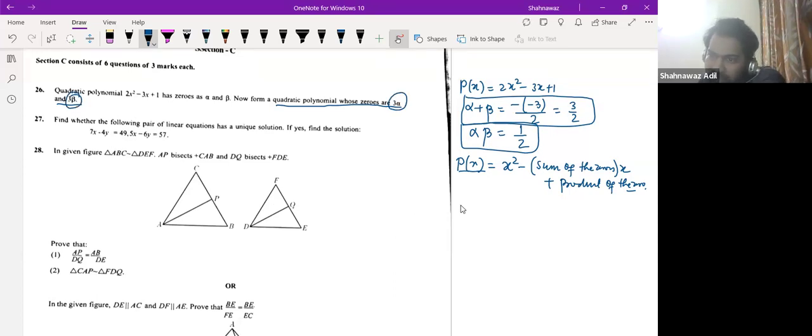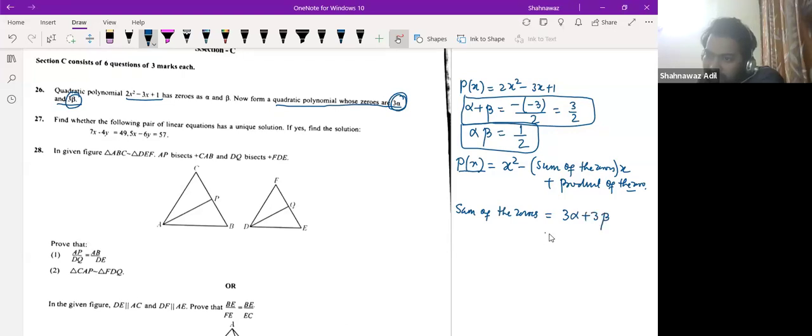So what would be the sum of the zeros for this one? 3 by 2. So that is for the other one, the previous polynomial. We have to write the other polynomial. What are the zeros? This one and this one. So what would be the sum? The sum will be 3 alpha plus 3 beta. So this is the sum.